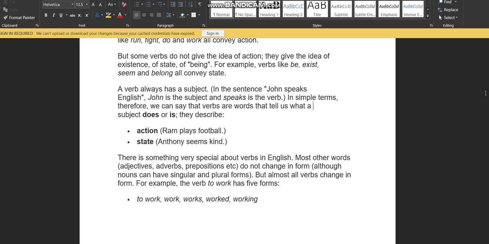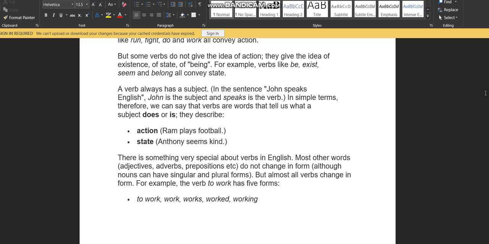A verb always has a subject. In the sentence, John speaks English, we have already seen that John is the subject. What is he doing? He is speaking. So speak is a verb. It is action or state. Like Ram plays football. So what is Ram doing? He plays. Plays is a verb. State: Anthony seems kind. So seems is a verb.